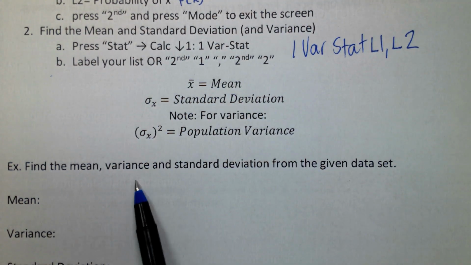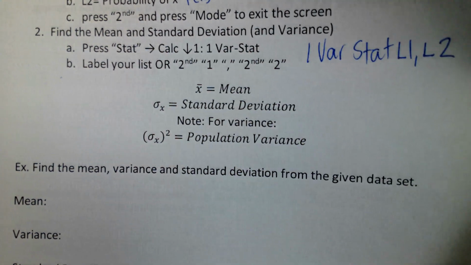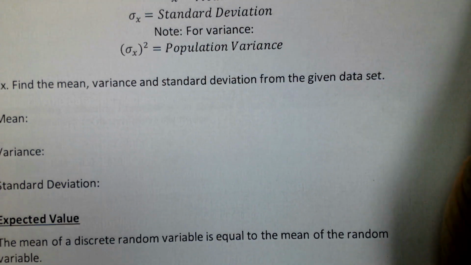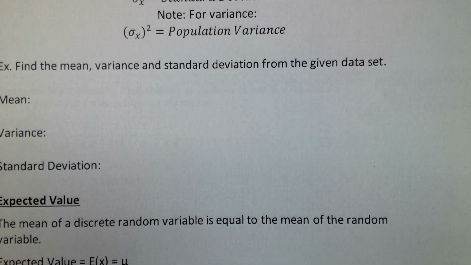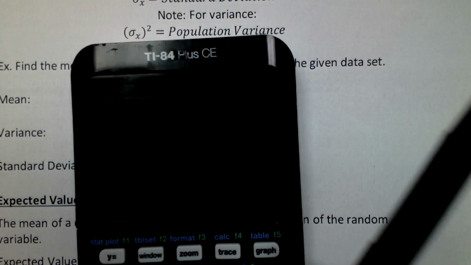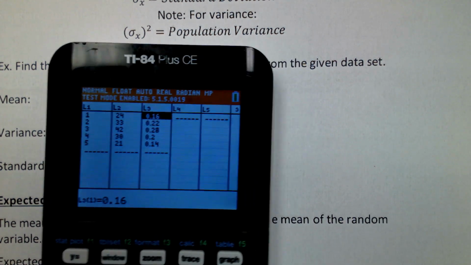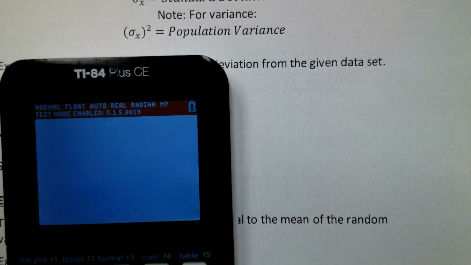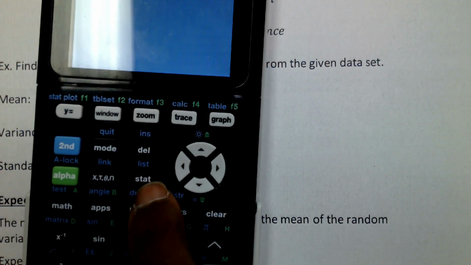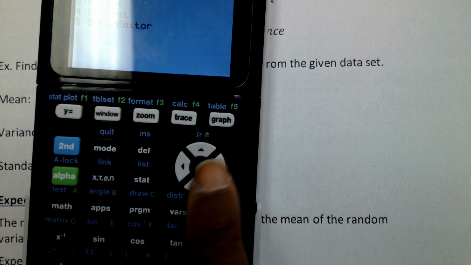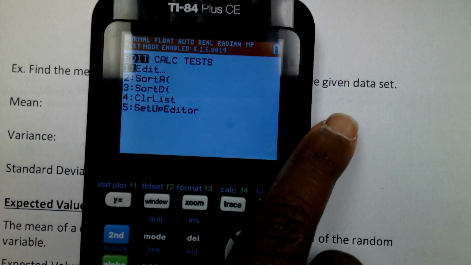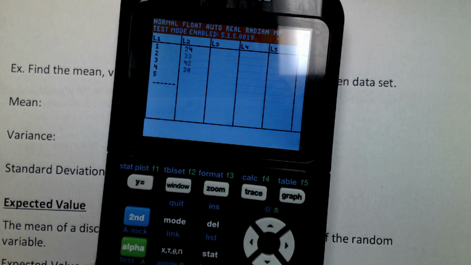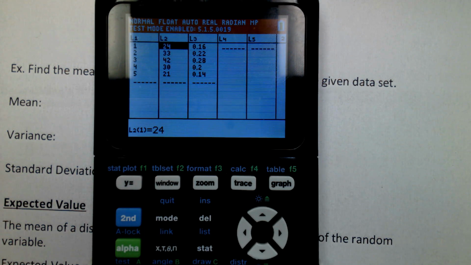Alright, so let's find the mean, variance and standard deviation for the given data set that we do have. So let me back out so we can do all this together. So stat, edit. I'm going to put my probabilities in my L2.